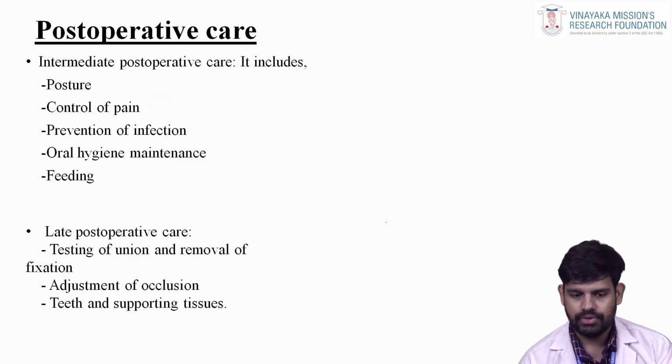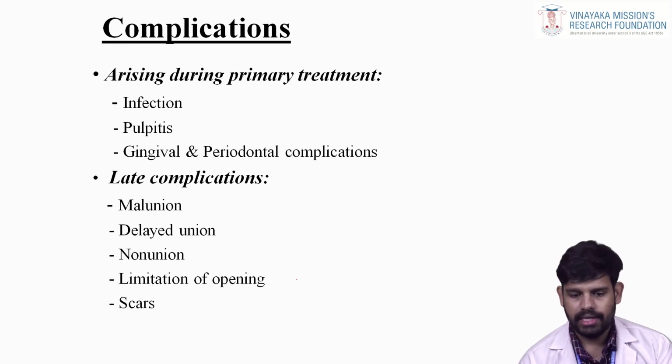So what is the care we should take? It can be immediate, then late post-operative care. Immediately we have to maintain the patient, control the pain, prevent the infection, and oral hygiene maintenance and proper nutrition. Late post-operative care can be looking for any malocclusion, any non-union or malunion, adjustment of the occlusion. All these things come in the late post-operative care. And complications arising during the primary treatment can be infection or any injury to the teeth.